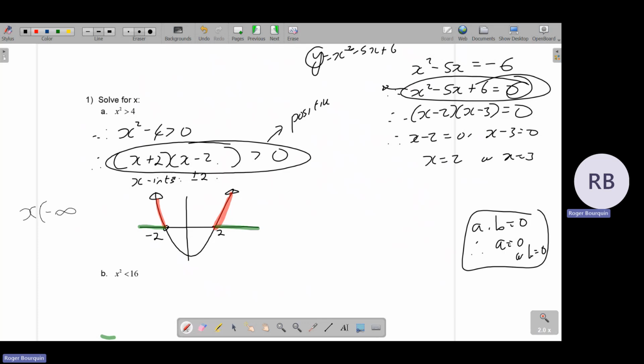Do you want to do inequality or interval notation? Okay, let's do inequality first.